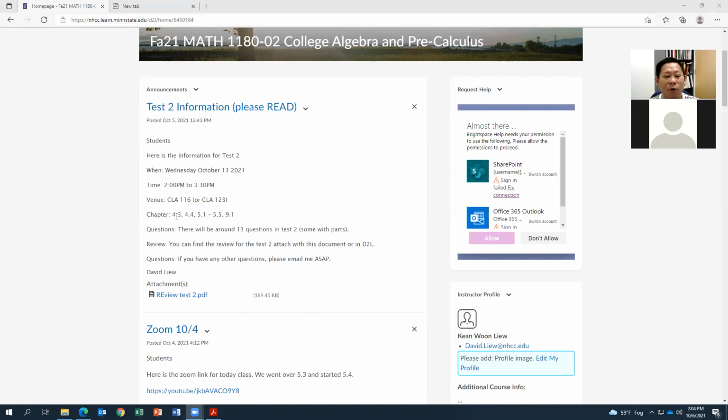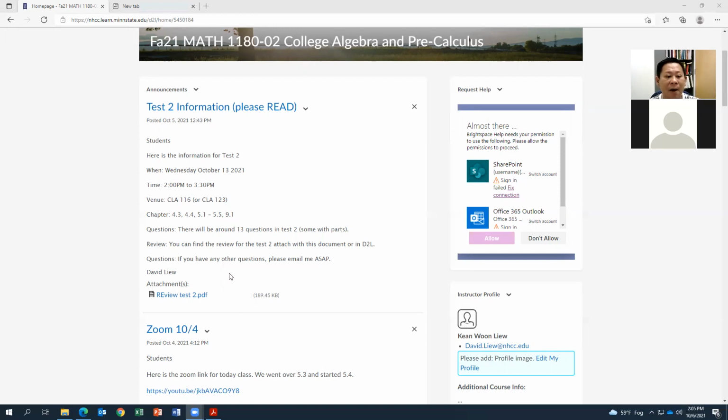The chapters we cover are 4.3 and 4.4, which is the connect section, 5.1, 5.2 and 5.5, which is the exponents and logs, and 9.1, which is solving systems of linear equations. There will be around 13 questions in the test, and some of them have parts A, B, C, D.